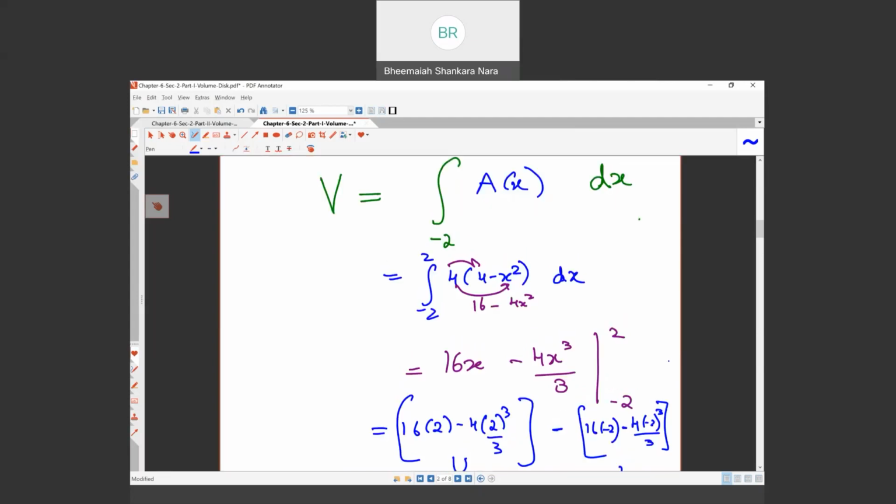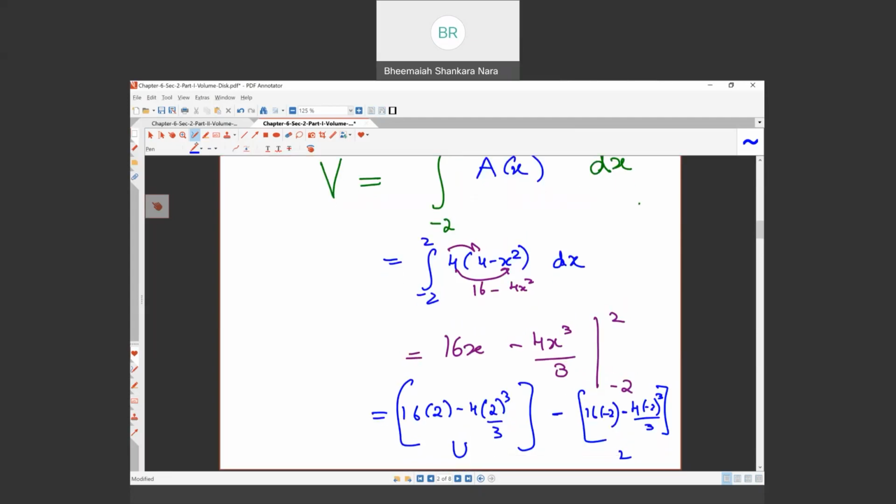And you simplify a little bit, and you see that you get the answer to be 128 divided by 3. So this is the volume of the solid if the parallel cross sections taken perpendicular to the base are squares. Let's move on to the next one.